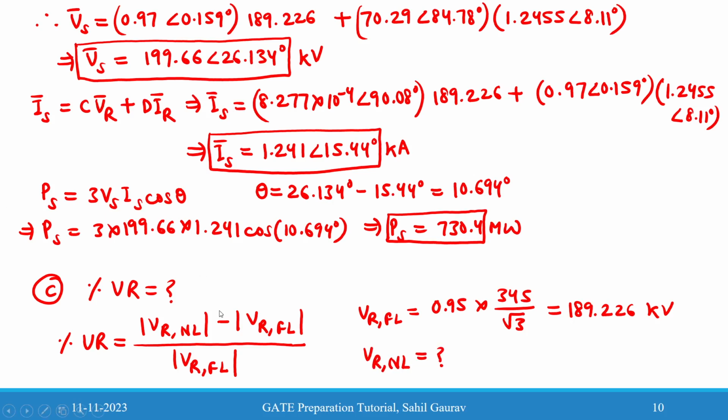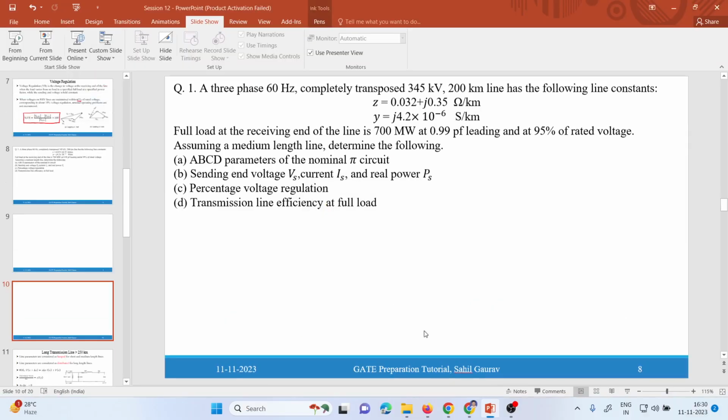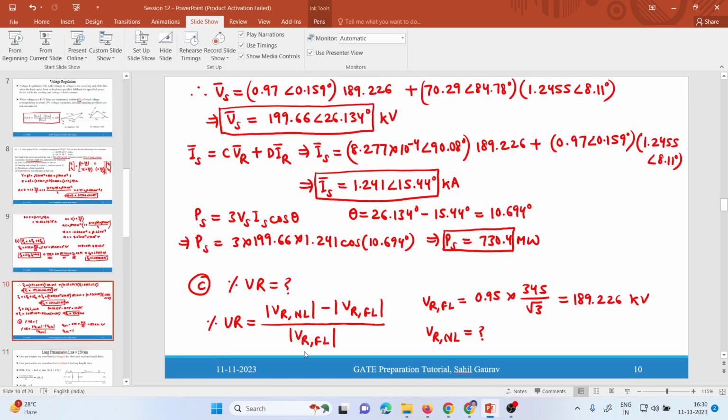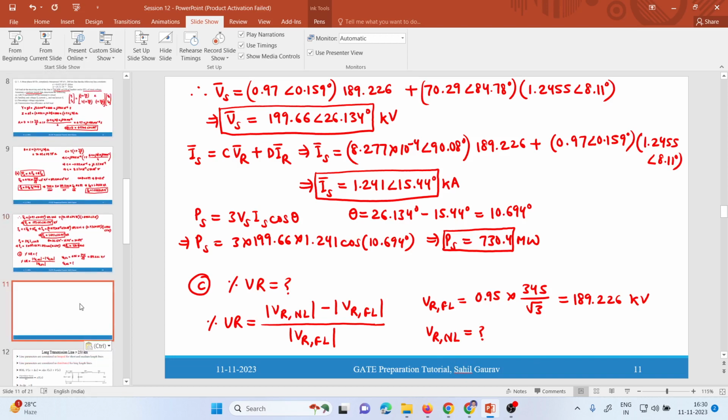Can anyone know this? Yes, sir. No load? 199.185. How did we calculate? Phase voltage, sir. 345 by root 3. That is actually incorrect.